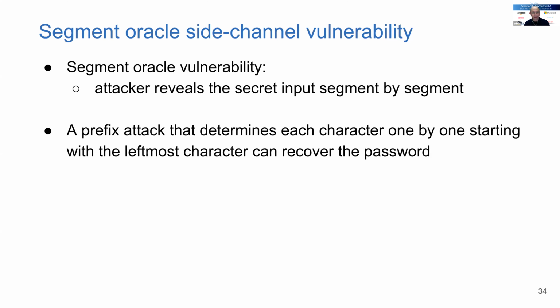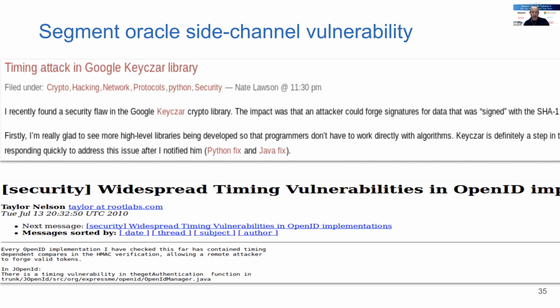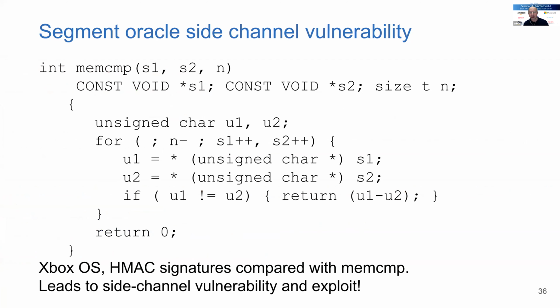This can be attacked by something called a prefix attack, where you can determine each character one by one and recover the secret password without doing an exhaustive password attack. In reality, a vulnerability very similar to that simple code I showed exists in real code. For example, the Google Keyczar library attack. These are some reports on these attacks and exploits, such as the timing vulnerability in OpenID. So this causes really real problems.